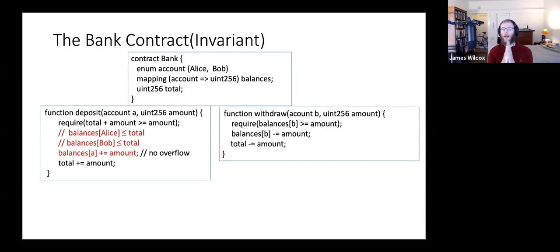Can anyone think of a counterexample to induction here? So that would be a pair of states that are connected by an execution of one of these two functions. And they start in a state where balances are less than or equal to total, but they end in a state where the balances are not less than or equal to total.